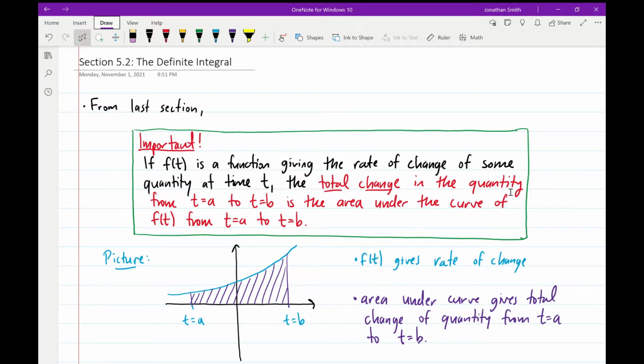So remember from the last section that we developed this important fact, which I have outlined in the green box here. If we have a function f of t, and that function gives us the rate of change of some quantity with respect to time, then the total change in the quantity over an interval from a to b is equal to the area under the curve of f of t from t equals a to t equals b.